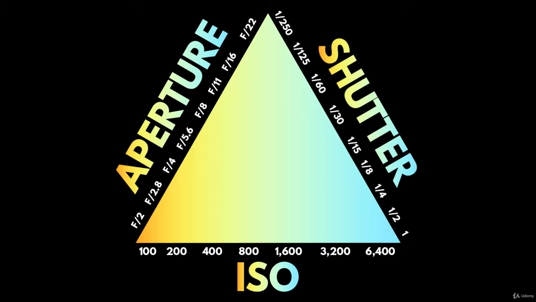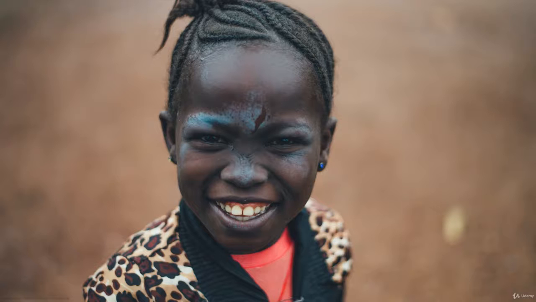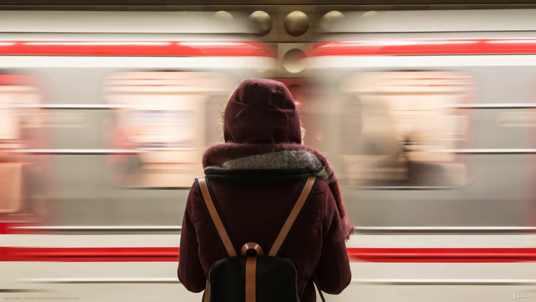These three settings, aperture, shutter speed, and ISO, make up what's called the exposure triangle. Each setting can make your photo brighter or darker, and each setting also affects different aspects of your photo, like the depth of field and motion blur, things we'll cover in future lessons.